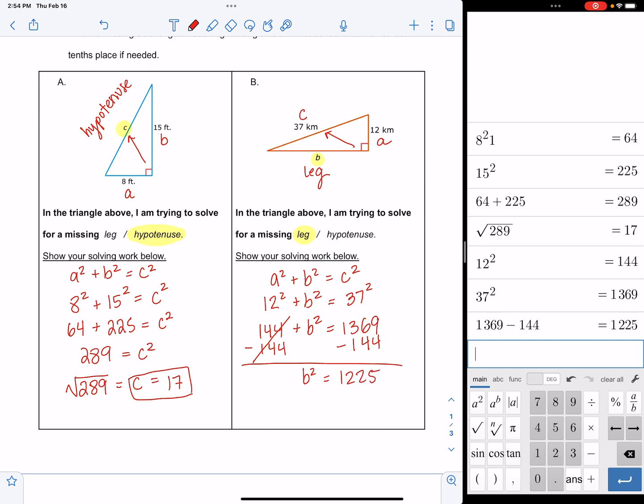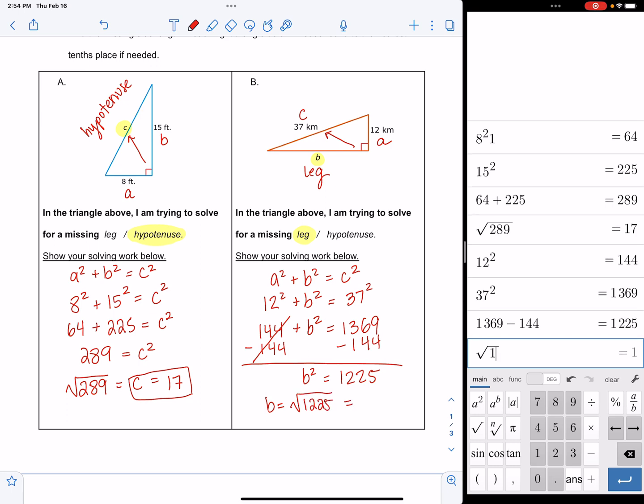Now our last step is the same. For me to get rid of the exponent on b, I need to use a square root. So b is the square root of 1225, which is 35. Now, where I see some students go wrong on this problem is they always assume that they're solving for the c value. Remember, solving for a leg, not the hypotenuse.